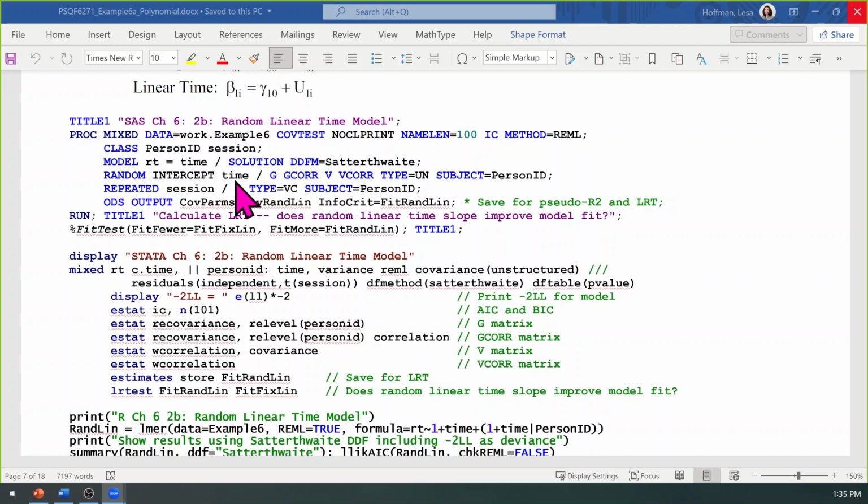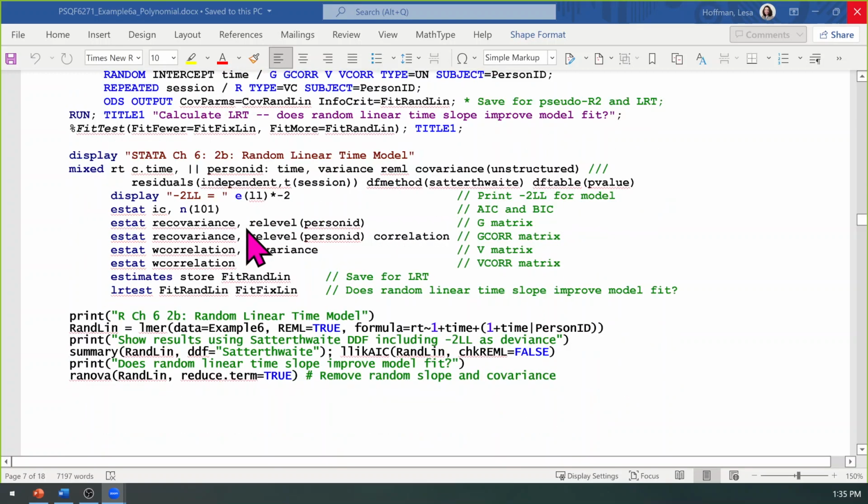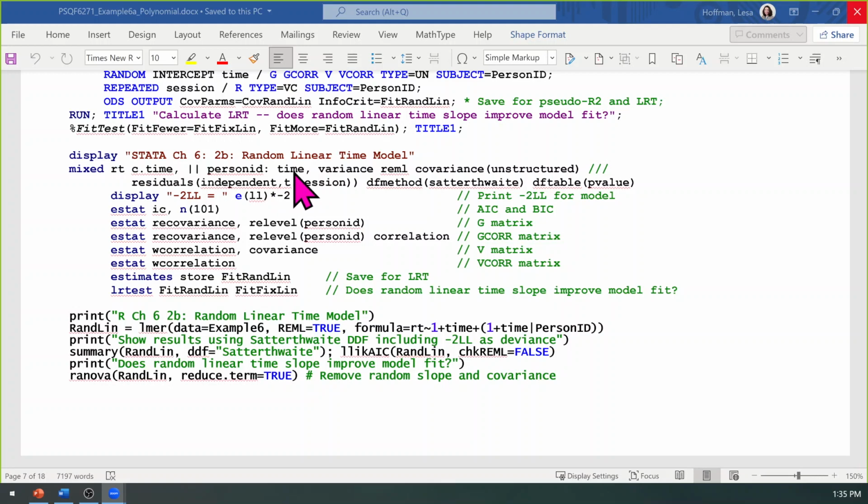So if you mess up, if you confuse these two, like if you put session in the random line, your model will break. Because then what you're asking it to do is to allow each pairwise difference relative to that reference mean to differ across people. And that's actually not identified. You can't do that. So time is the continuous predictor that goes on the random line. Likewise, in the Stata world, I got c.time as a fixed effect, and then time shows up after the colon in the random effect.